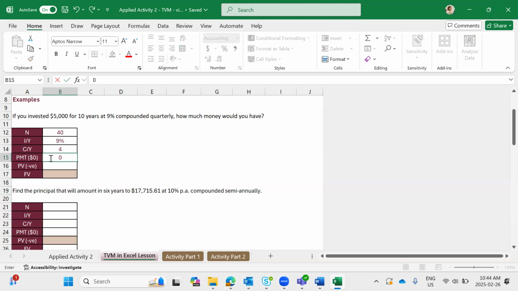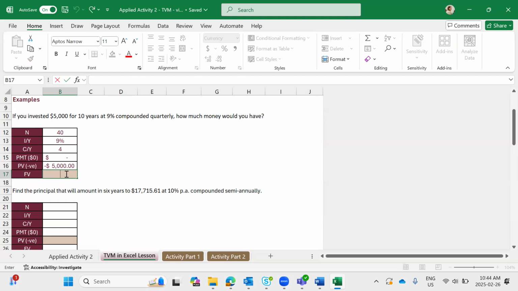We always will use this value of 0 for the payment when we're dealing with basic compound interest problems in this learning outcome. And because we want to figure out how much money we'll have in the future, that means we're starting with 5,000 in the present. Present values we enter as a negative. Just like on the calculator, Excel follows the same rules that present values also need to be entered as a negative to get the correct answer for the future value.